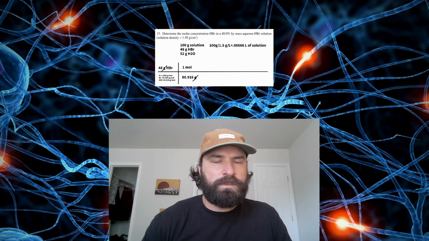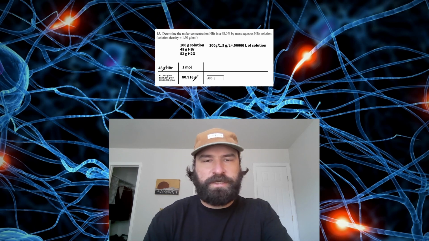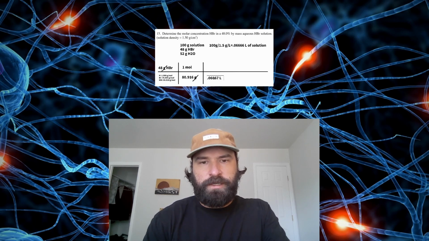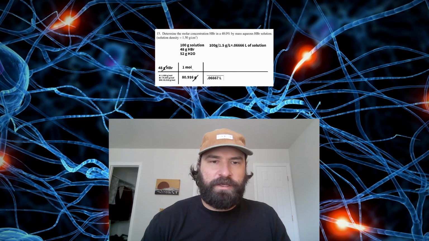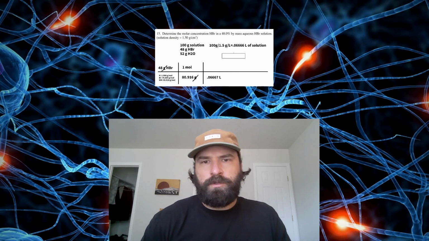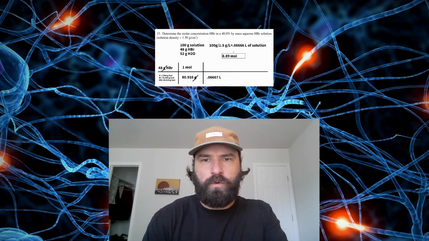So we're in moles. And again, we want our answer to be in moles per liter. So now we can introduce our volume that we found earlier, which is 0.06666 repeating liters. Now all we have left to do is calculate, because we've got the units we want, which is moles per liter. We multiply the tops and divide by the stuff on the bottom. We end up with a molarity of 8.89 moles per liter.